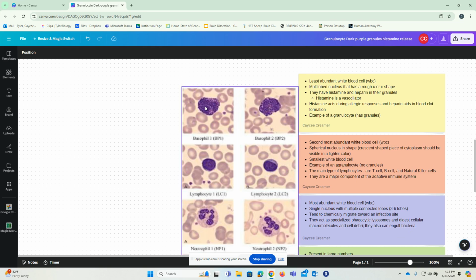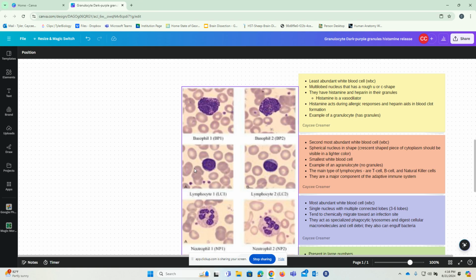These granules that basophils have contain histamine or heparin. Histamine is the one we're most interested in. It acts as a vasodilator. So it can act during an allergic response and dilate blood vessels and help other white blood cells and other factors get to the site of an infection. The basophil is also an example of a granulocyte, so it has obvious granules, and again, those contain histamine and heparin. Heparin actually aids in blood clot formation.